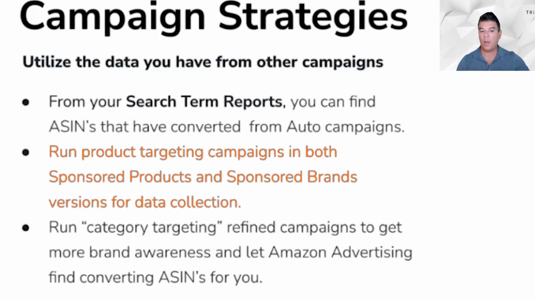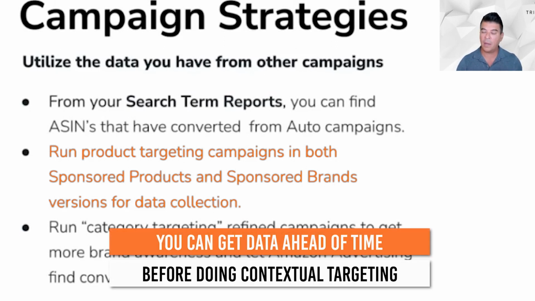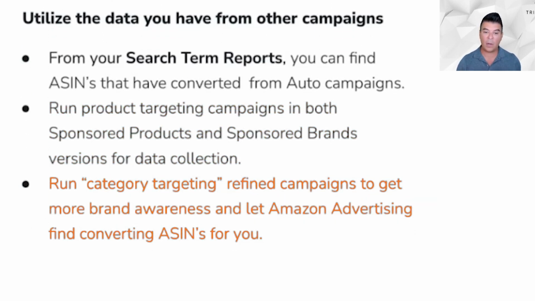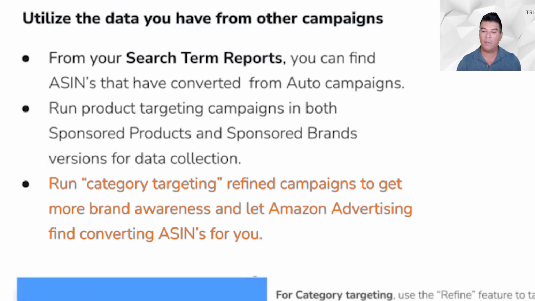You should be running product targeting campaigns for sponsored product ads. So again, if you're not brand registered, you do have access to sponsored product ads, and they do have a product targeting version. So you should be running that and getting additional ASINs maybe from those types of campaigns. Sponsored Brands even has a product targeting campaign version. So again, if you're running these, you can get some data ahead of time before doing contextual targeting. You're going to want to run category targeting and refine this based on different factors to make sure that you're competitive against other sellers that are in the same category.